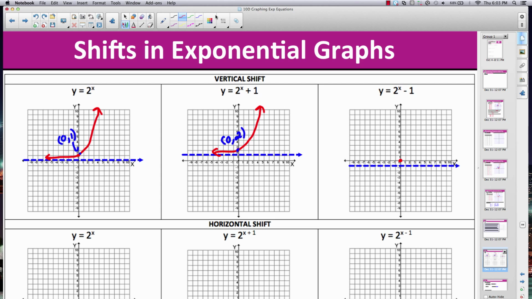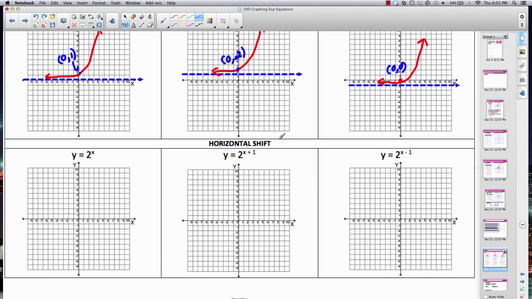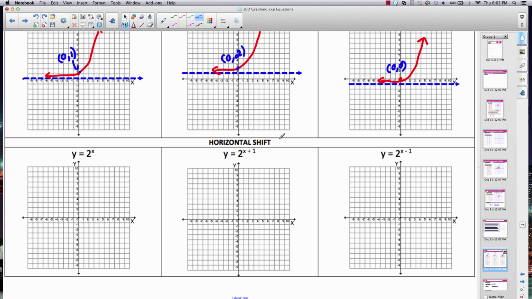And again, we'll just do a very rough sketch. It goes now through the point 0, 0, and would look something like this. Okay, so just make a note that that new point is 0, 0. So I think you get the idea. We've done vertical shifts before. Now let's go ahead and look at horizontal shifts.